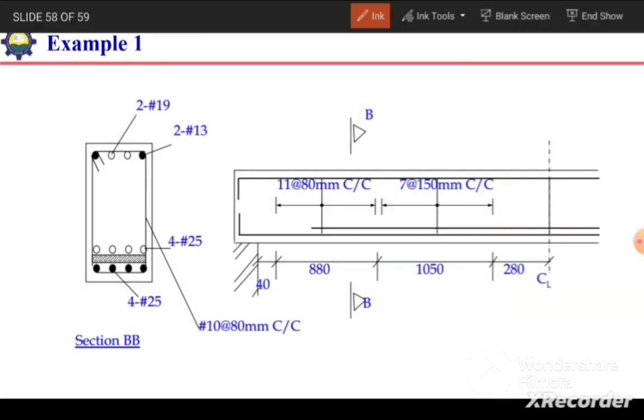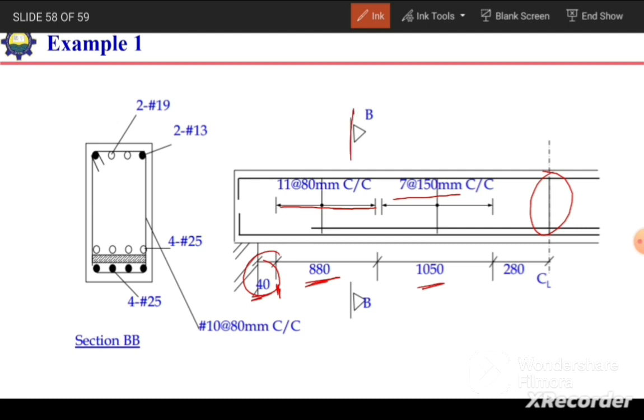So this is the final detailing. So the very first stirrup will be provided at a distance of 40 millimeter, half of the calculated spacing 80 millimeter, and then we can continue this spacing of 80 millimeter up to a distance of 880 millimeter from the first stirrup, and then we can provide the 7 stirrups at the rate of 150 millimeter, and this will cover 1.05 meter, and beyond that at the center line we can also provide a stirrup.